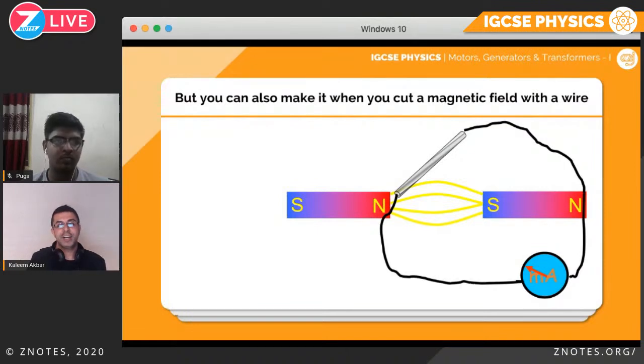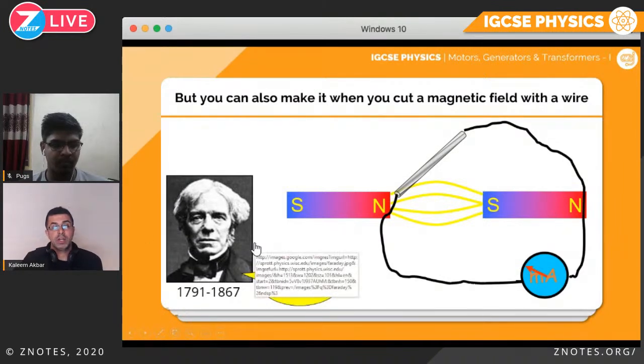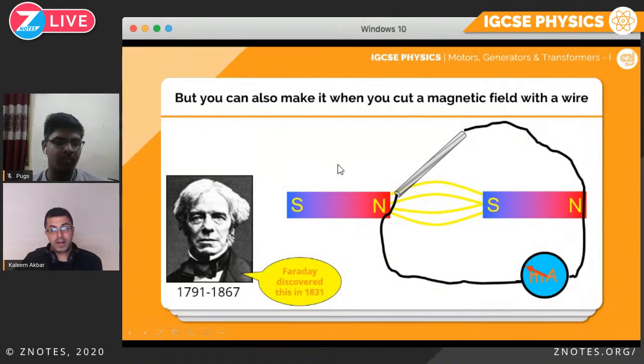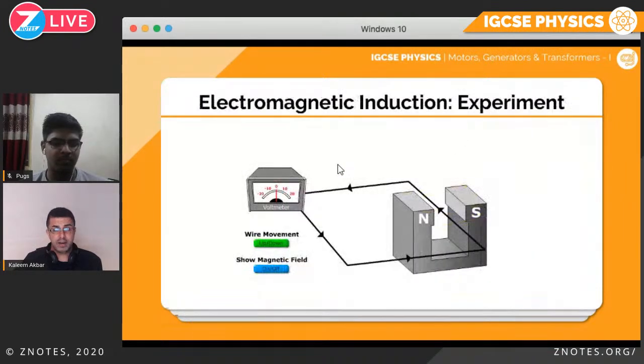A DC motor, you are going to see later, has a very similar structure to a generator. This is not the AC generator itself, but the principles on which it works are completely reversed. When it comes to a generator, it's always kinetic to electrical. And when it comes to a motor, it's always electrical to kinetic. More on that later on, it will make sense. This effect was discovered by Michael Faraday way back in 1831.